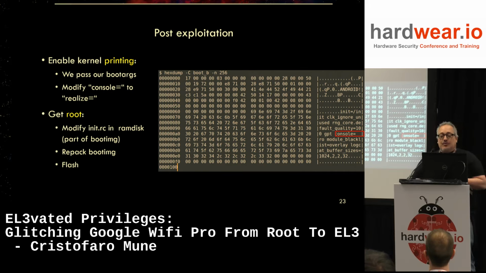How do we get root? We modify the RAM disk, in init.rc, which is part of the boot image, in order to start a root shell as part of the boot process.